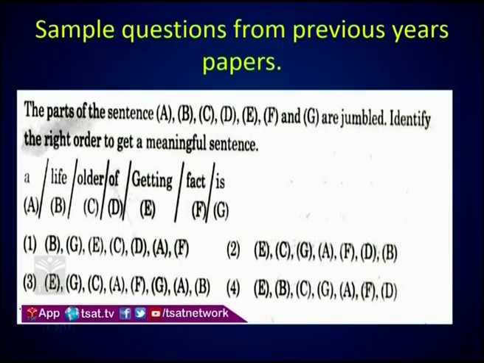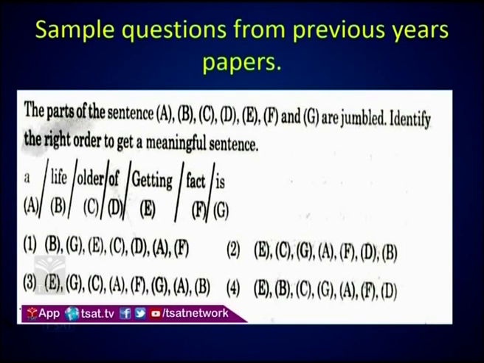If you look at the screen, you can see a sample question. This is a sample question from a previous year's paper. The parts of the sentence A, B, C, D, E, F and G are jumbled. Identify the right order to get a meaningful sentence.